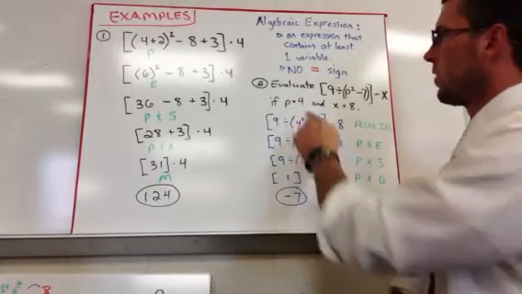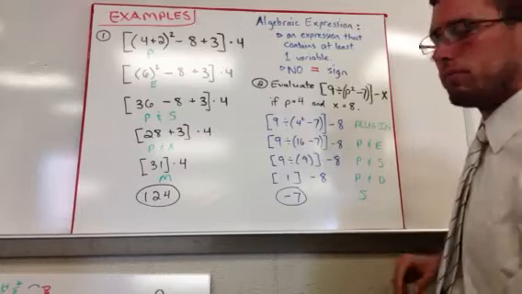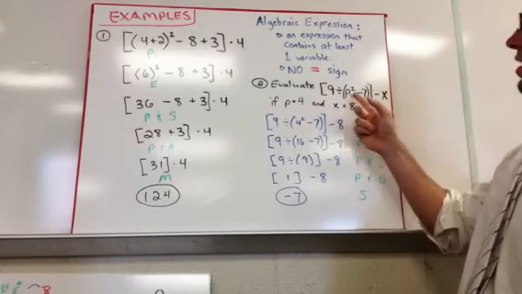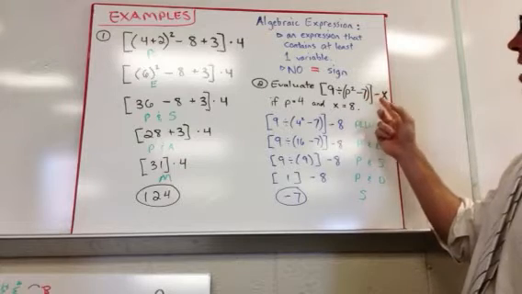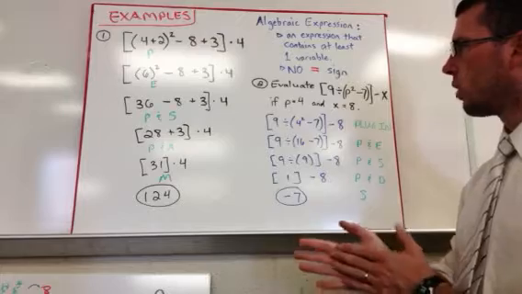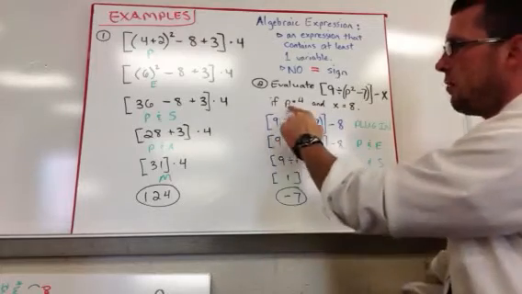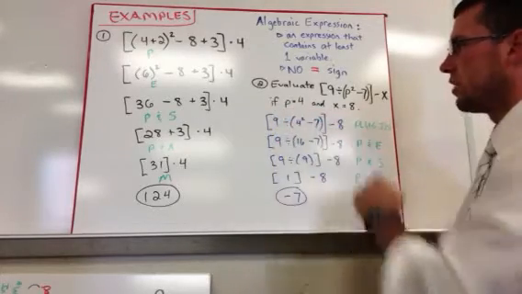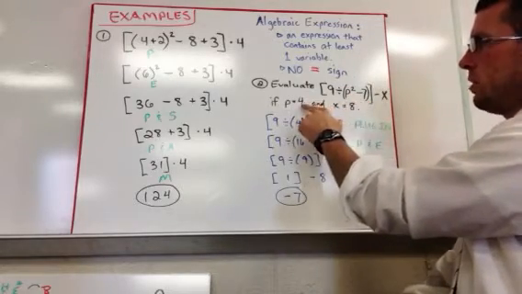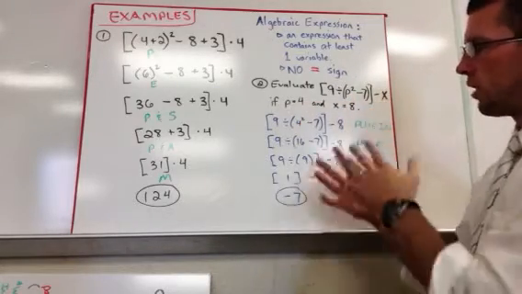So number 2, I want you to evaluate 9 divided by p squared minus 7 minus x. We've got some parentheses going on and some brackets, so we'll work inside out, but it says if p equals 4 and x equals 8. So all you have to do is change your p to be 4 and your x to be 8. We plug those into the problem.